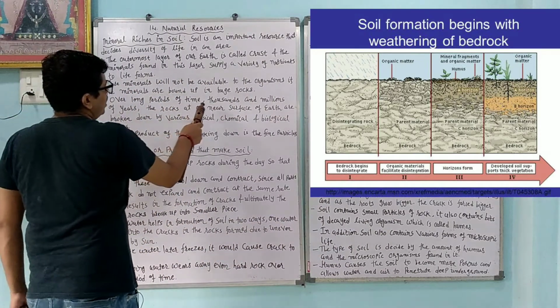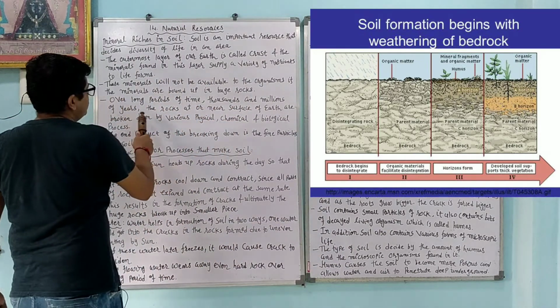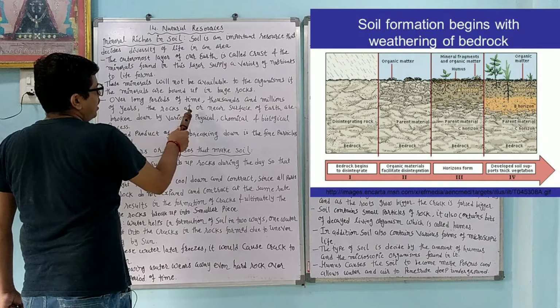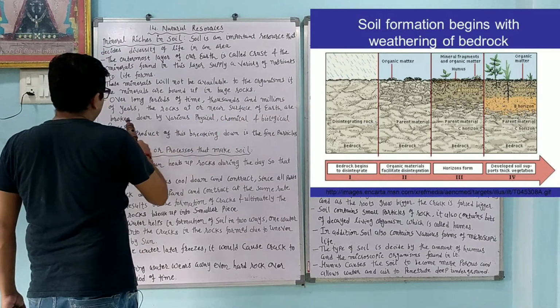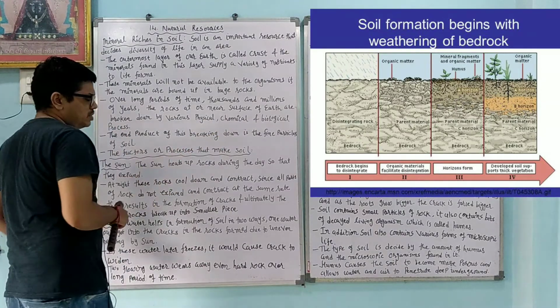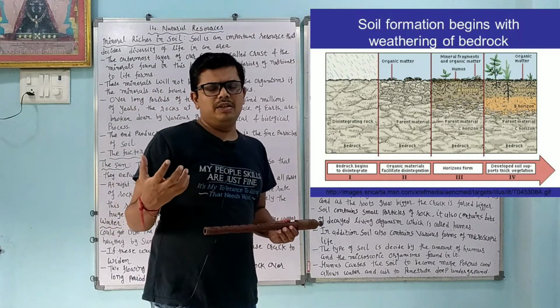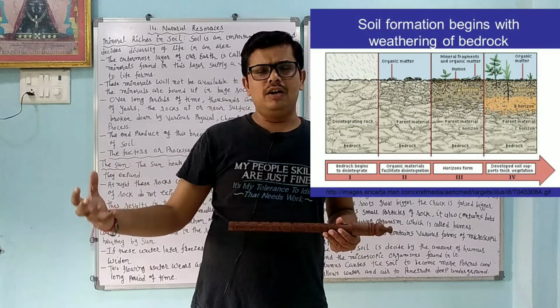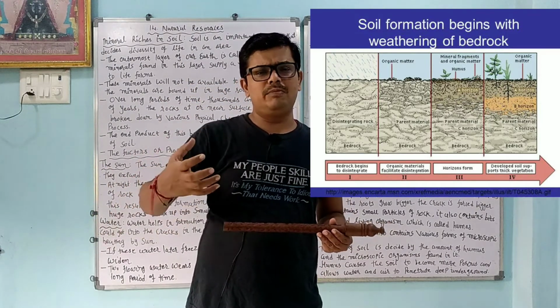Over a long period of time, thousands and millions of years, the rocks at or near the surface of earth are broken down by various physical, chemical and biological processes. So initially rocks come into existence, and after rock, soil comes into existence. So how are the rocks broken down?